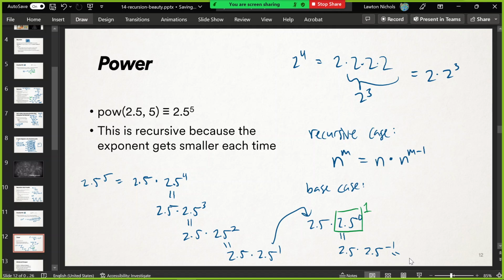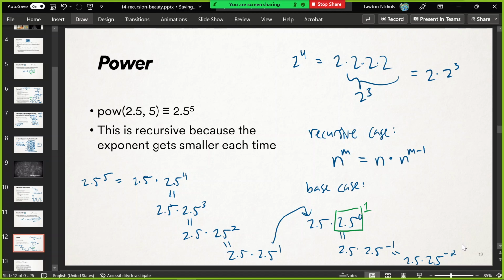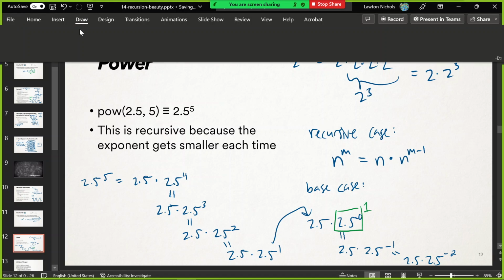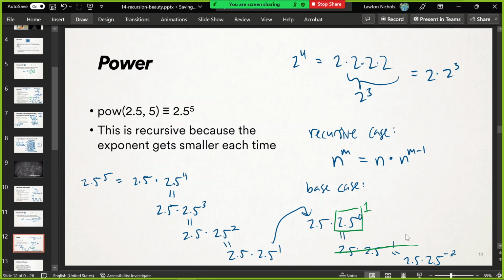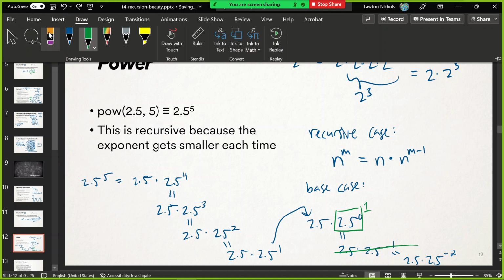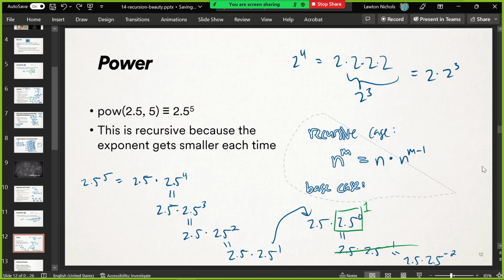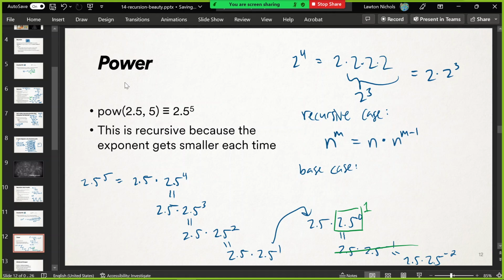If I unfold this one, that's equal to 2.5 times 2.5 to the negative 2. So it's like 1 over 2.5. That's where it starts getting wonky and it doesn't make sense anymore. So I think let's just cut our losses. And I think a good base case would be anything to the 0th power. You ask me for anything to the 0th power, the answer, right, it's always 1. That's a good base case. That's where I can stop all this.